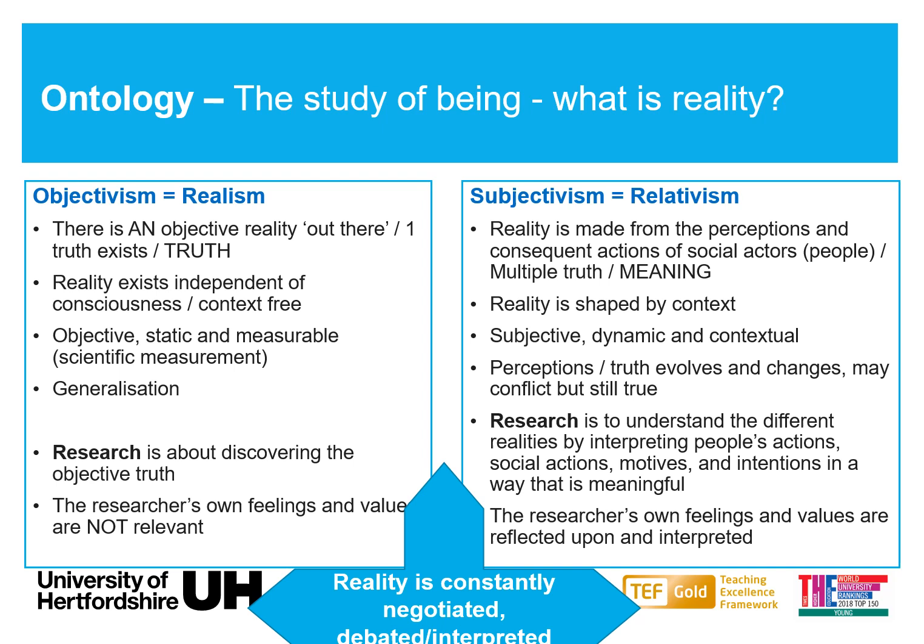Ontology is the study of being. It's about what is reality. It is the root, isn't it? It is your original belief, fundamental belief. What is reality? Do you think there is one truth or more than one truth? So there are two kinds of ontology. One is called objectivism, which is also known as realism. The other one is called subjectivism, which is also referred to as relativism.